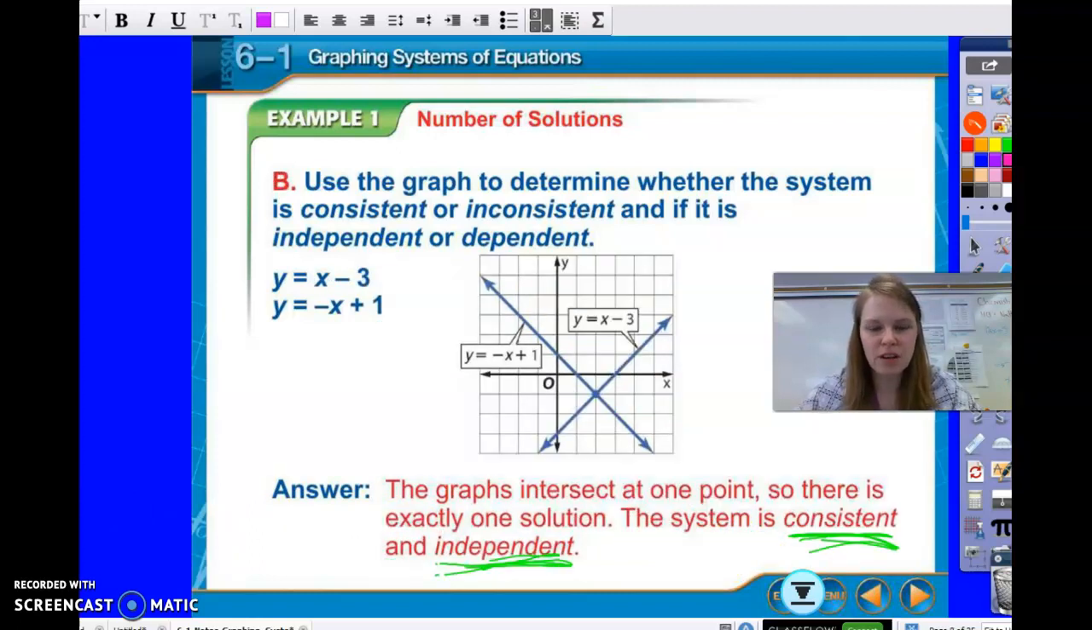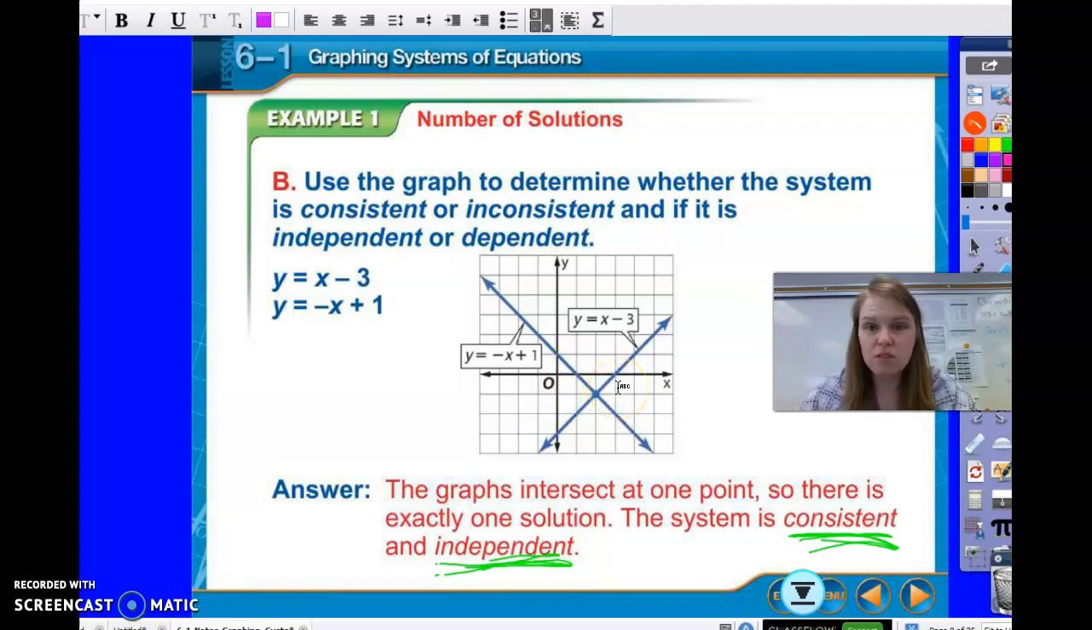How about this one? We need to graph these, so we would use our slope and our intercept to graph. For this one, I would start at -3, use our slope of 1 to go up 1 over 1, up 1 over 1, and so on. This one would have our slope of -1 and our intercept of +1, so I would go up 1, and then our slope of -1, down and over, down and over, down and over, to graph these lines.